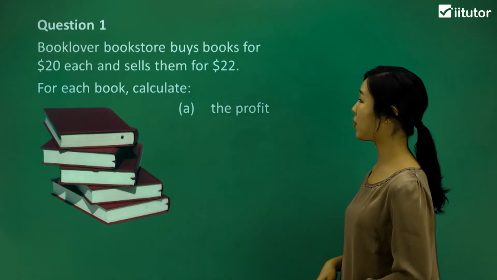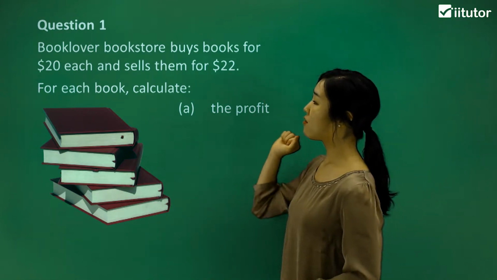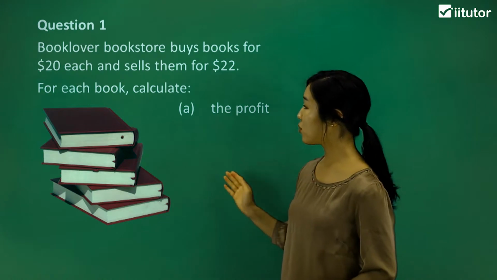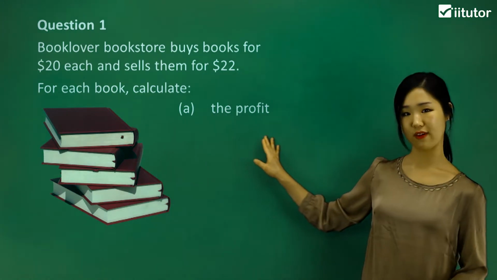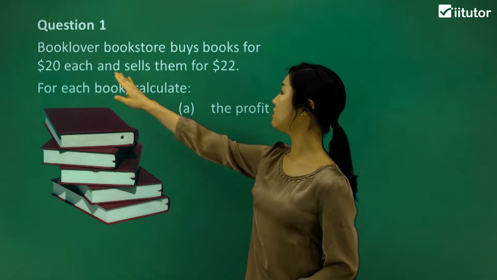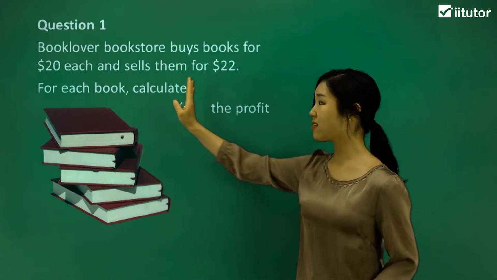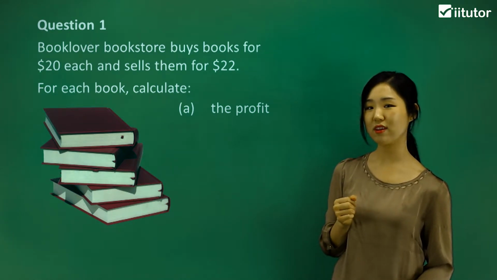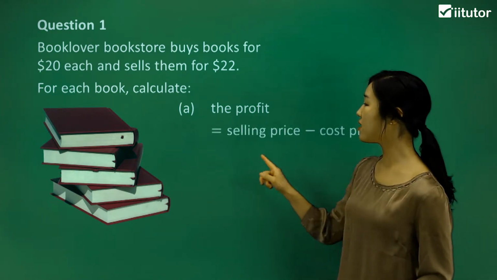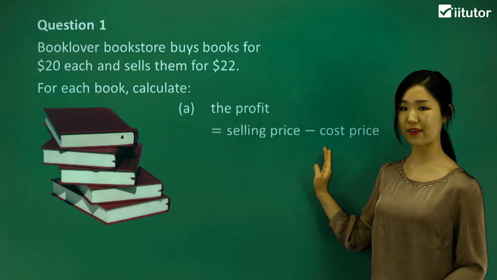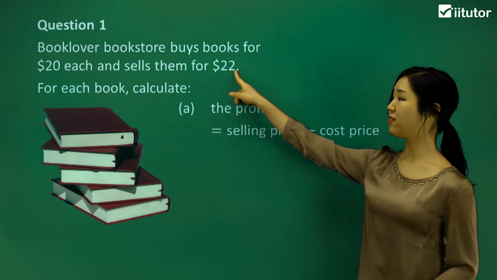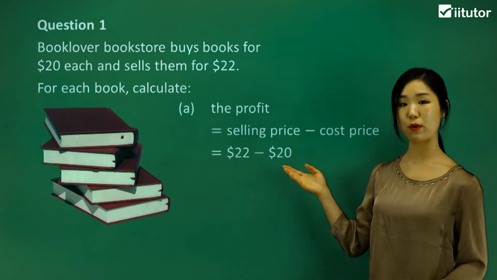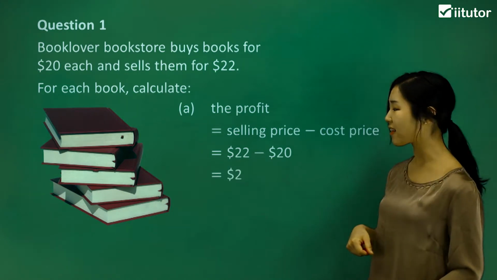Book Lover Bookstore buys books for $20 each and sells them for $22. Now it says, for each book, calculate, first of all, the profit. Well, if it buys it for $20 and sells it for this much, what would be the profit? Now remember that little formula I told you at the beginning? This profit is always the selling price minus the cost price. Now the selling price is $22, the cost price was $20 for each book. So 22 minus 20 is what we can do by putting into the formula. And the difference, you just calculate it and we get 2.